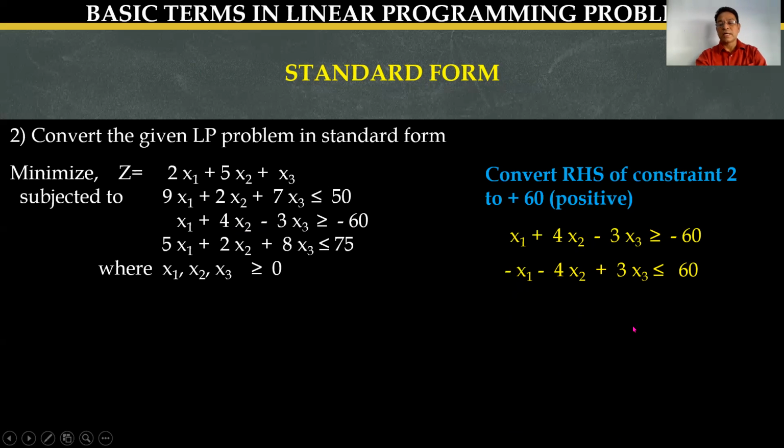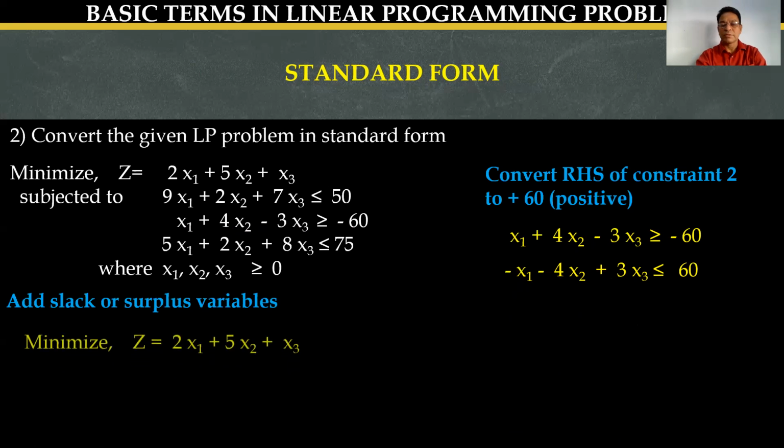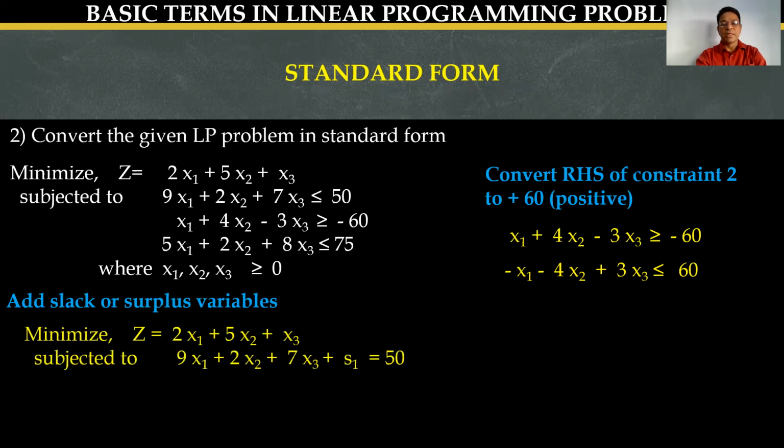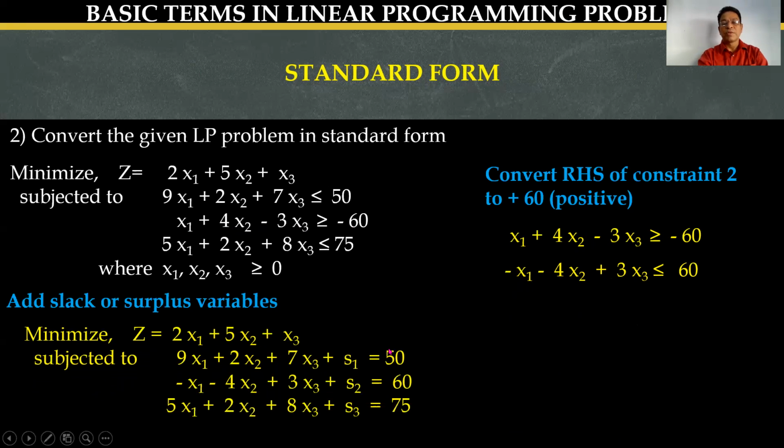Now all the constraints are of less than or equal to type, so we have to add only slack variables, no surplus variables are needed. And we'll add s1 in the first constraint, s2 in the second constraint, s3 in the third constraint, and we'll convert all these inequalities into equality. And of course, s1, s2, s3, x1, x2, x3 have to be greater than or equal to 0.